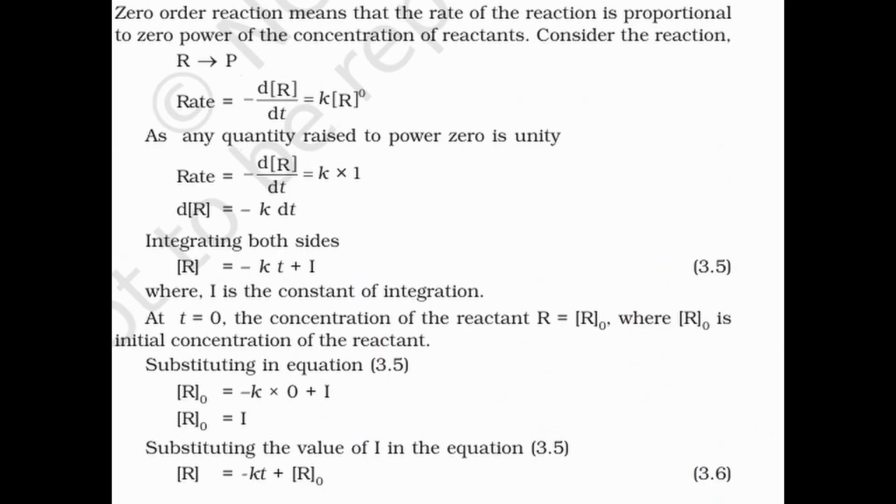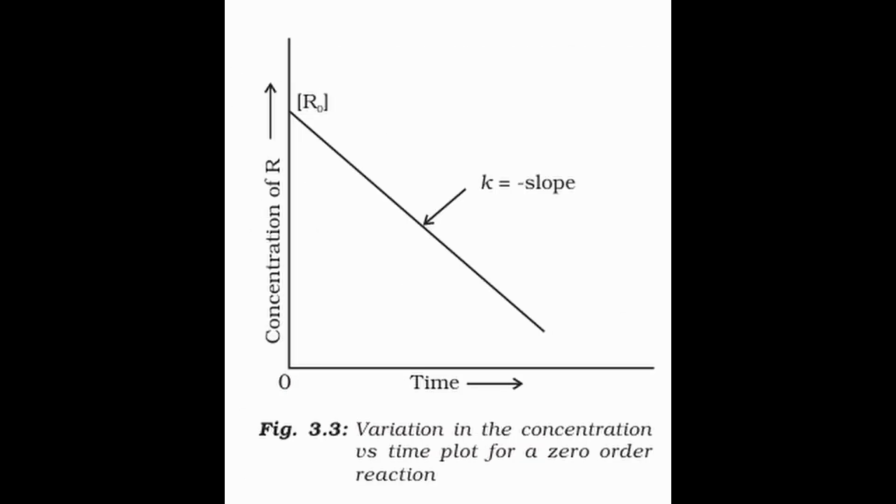A zero-order reaction is one where the reaction rate does not depend on the concentration of the reactant. When the rate law for such a reaction is integrated, we get this equation. This equation shows that concentration decreases linearly with time. So, when we plot concentration versus time, we get a straight line with a slope of minus k and an intercept equal to the initial concentration.